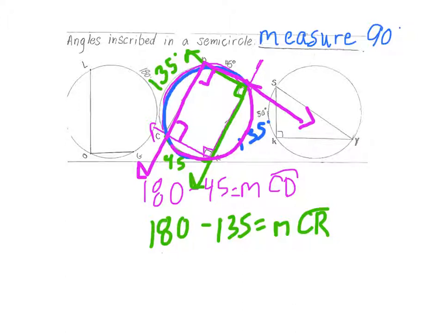Now let's take a look at the triangle SKY. In triangle SKY, they give me one angle, and that is my 90-degree angle. So if this is a 90-degree angle, I know the intercepted arc, SY, must be 180 degrees. I know that this arc must be 50 degrees because it's marked 50.